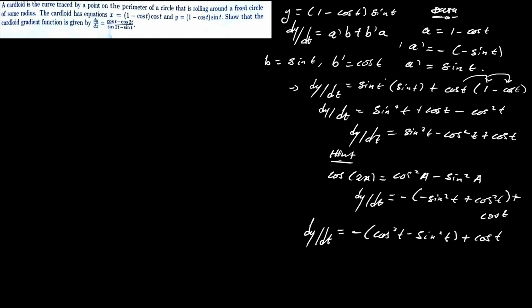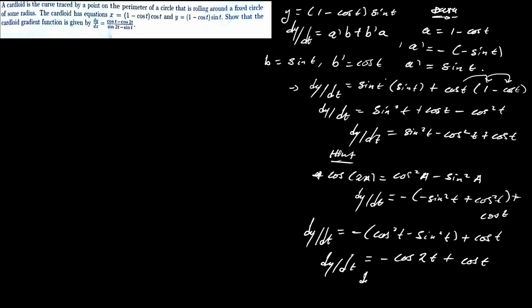Now with this identity that we have here as a hint, we can say that what we have as cos squared t minus sine squared t is nothing other than cos 2t. So in the context of our hint with 2a, we just have to say minus cos 2t plus cos t.